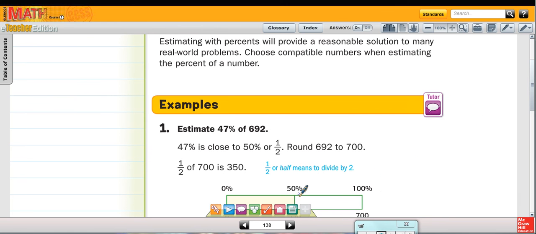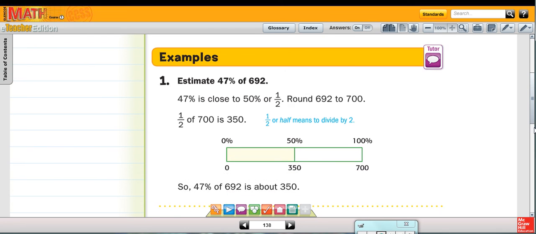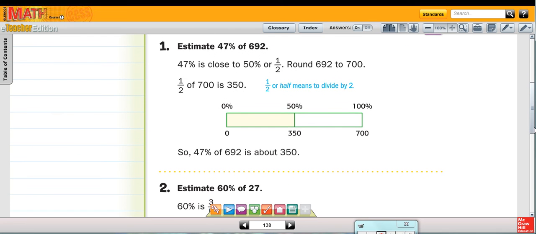Okay, so those are some mental math strategies we could use for this. Okay, we don't have to use mental math. So let's take a look. Number 1, let's talk outside the bar diagram. What's 47% close to? So we're going to change that to 50%. What's 692 close to? 700. How do we find percent of a number? Sam?